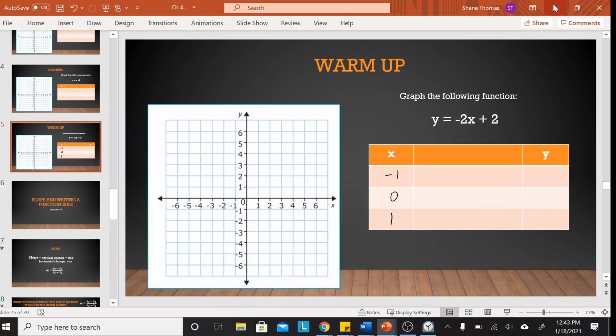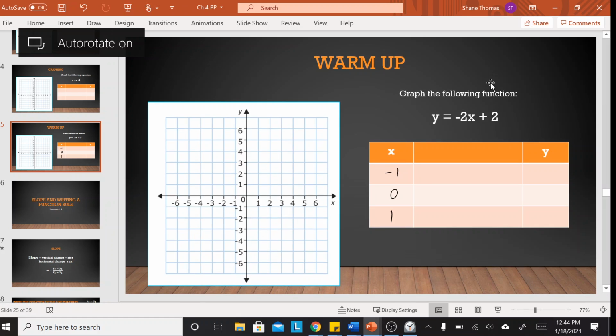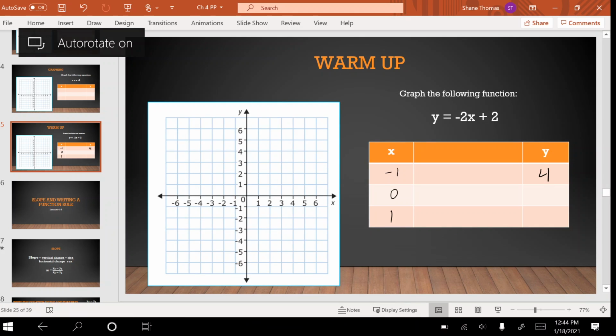Okay, here we go. Going over this warm-up. We have to plug each one of the numbers in: -1, 0, and 1. So if I plug in a -1, what do I get, DeVoe? 4. Plug in a 0, what do I get? Haley G? How about 1? Haley B? 0. All right, how did I get these numbers?